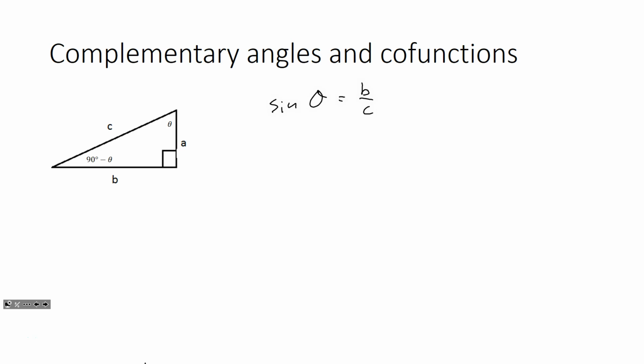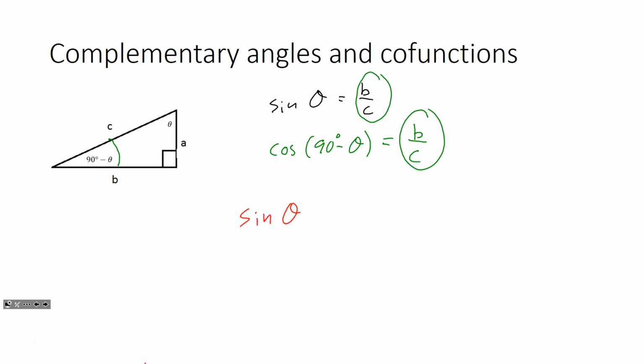Now what I'd like to look at would be the cosine of the other angle, which is 90 degrees minus theta. If we're now looking at this angle, the cosine would be the adjacent to that, which would be b, over the hypotenuse, which is c. And please notice that both these expressions were b over c, so both these expressions are identical. We can summarize that by saying that the sine of theta will equal the cosine of 90 degrees minus theta.